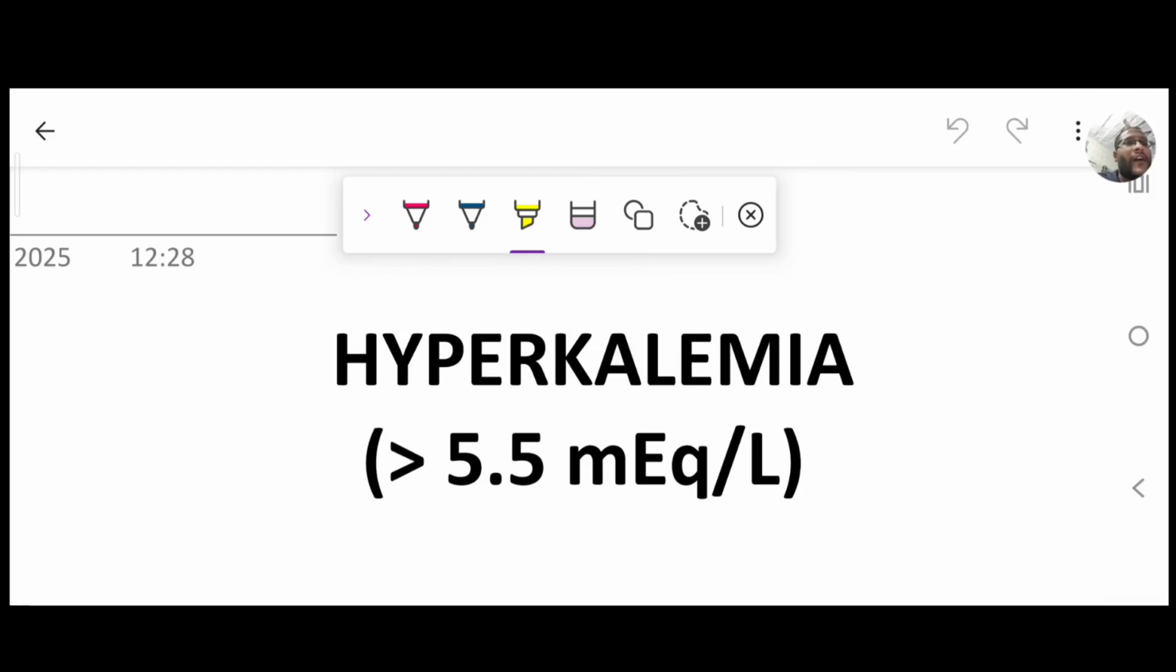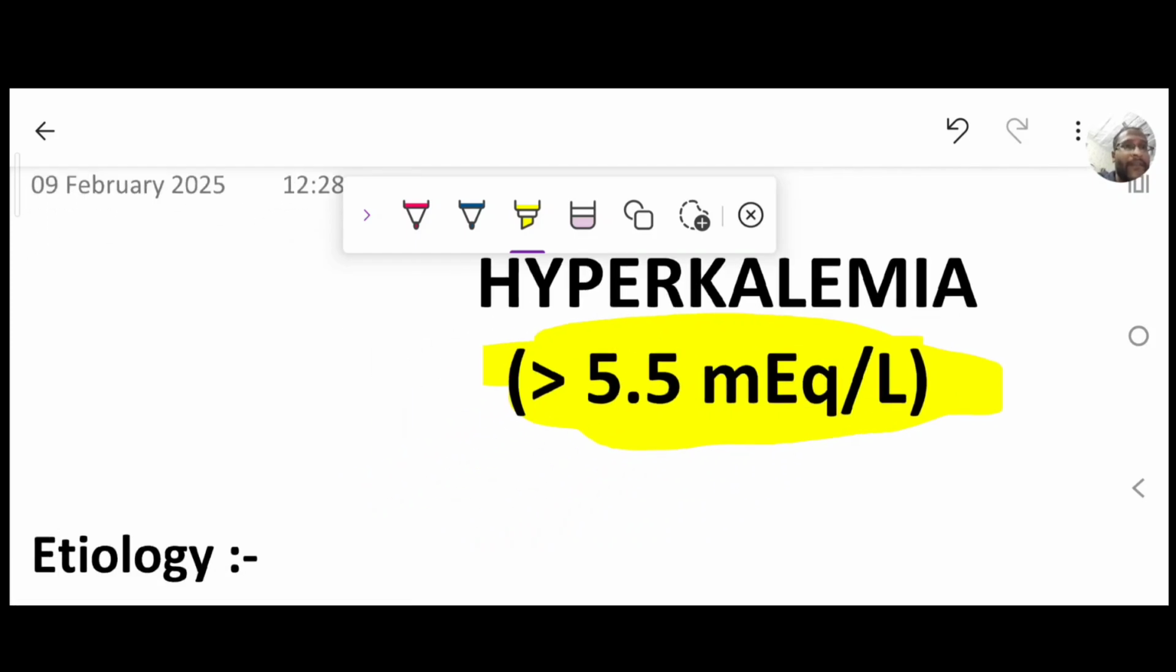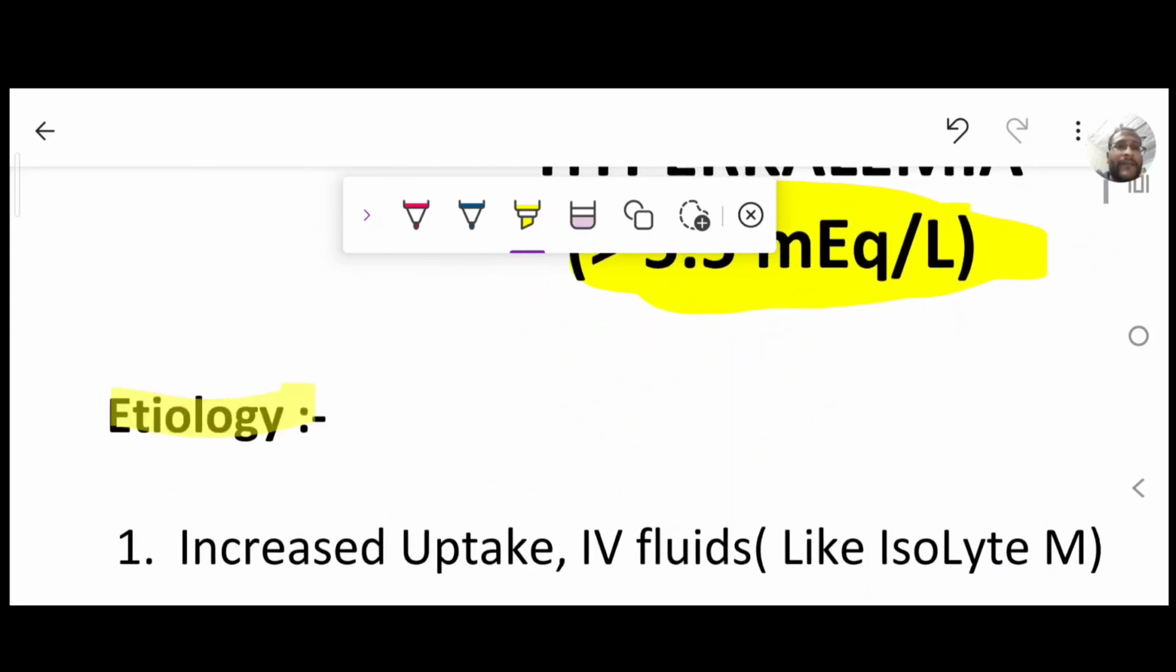So guys, in this video, I'm going to discuss a very important topic from the Electrolytes Abnormality series, hyperkalemia. So guys, what is hyperkalemia? As you can see, when the serum potassium level is more than 5.5 milliequivalent per liter, that is known as hyperkalemia. So what are the different etiologies?